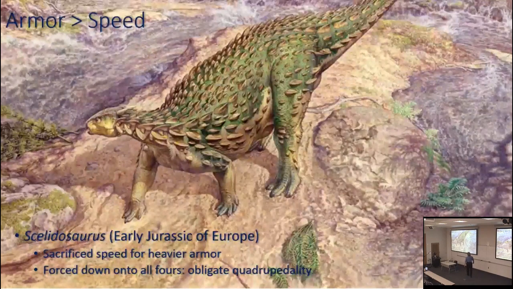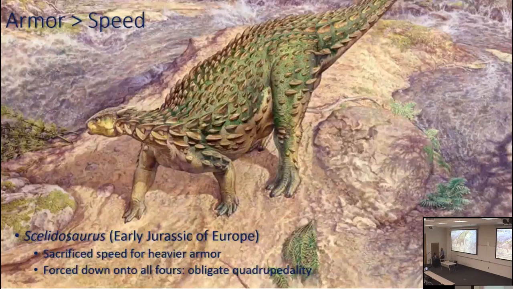And so this is our first example of dinosaurs going from obligate bipedality, that is walking around on two legs as the ordinary form of locomotion, to obligate quadrupedality, back on all fours. And the hand becomes a foot again, basically.